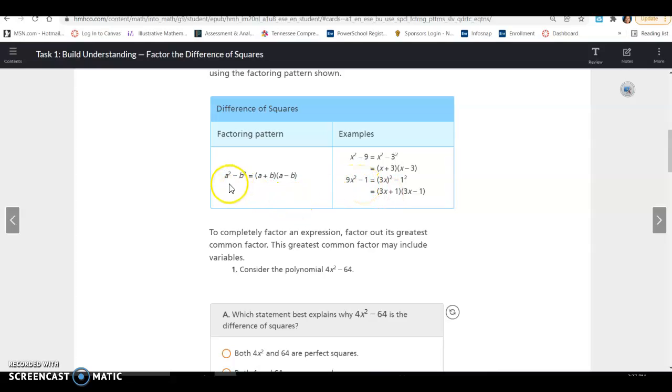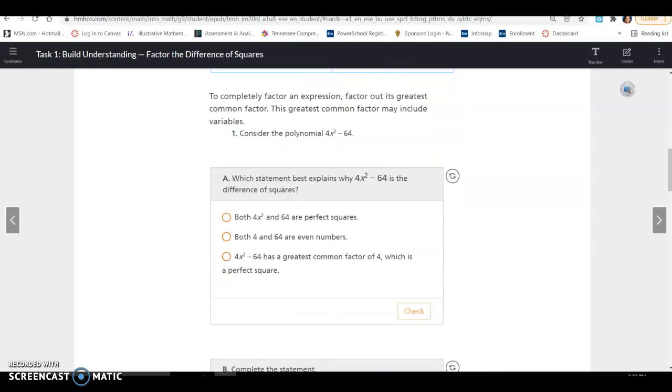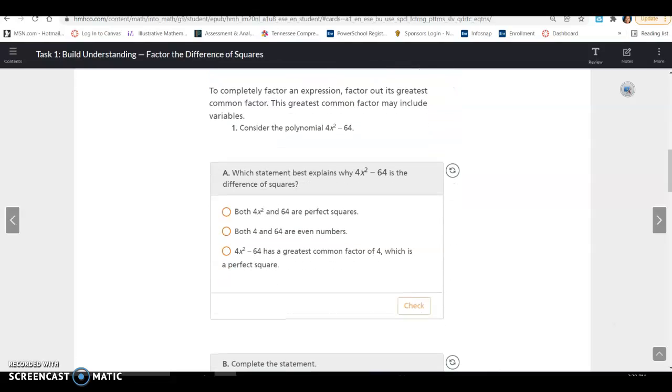And this is just a factored form of this expression. These are kind of easy to pick out, more so than the others, because these are 2 terms instead of 3 terms. So just a little note, if you see 2 terms, meaning it's a binomial, check to see if it's a difference of squares. All right, to completely factor an expression, factor out its greatest common factor first. You always want to factor out a greatest common factor. This greatest common factor may include variables. All right, so you can see 4x squared minus 64.